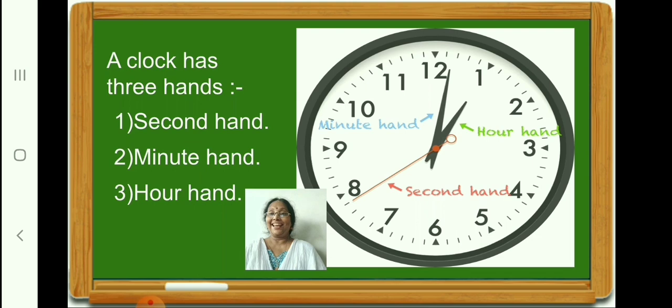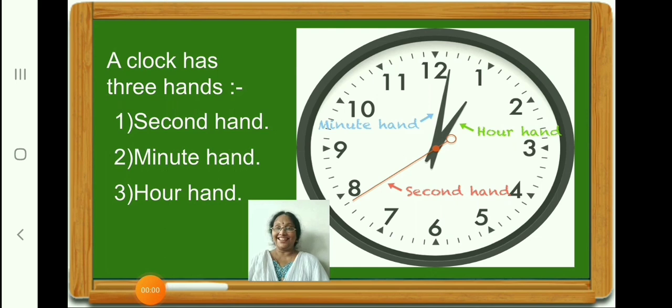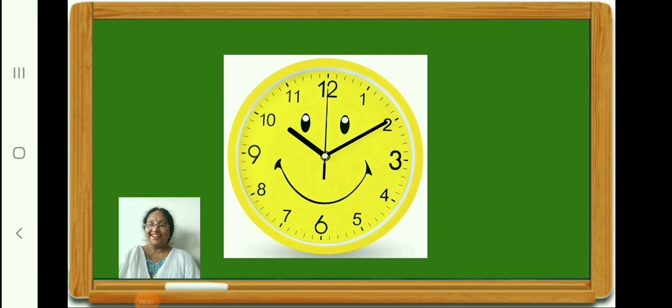You can see a blue arrow pointing towards the long hand which is at 12. This is the minute hand. Now we can see a green arrow pointing towards the short hand which is at number 1. Children, this is the hour hand. Now children, let us learn about the hands of the clock in detail. There are 3 hands in a clock. Number 1, the seconds hand. Number 2, the minute hand. And number 3 is the hour hand.